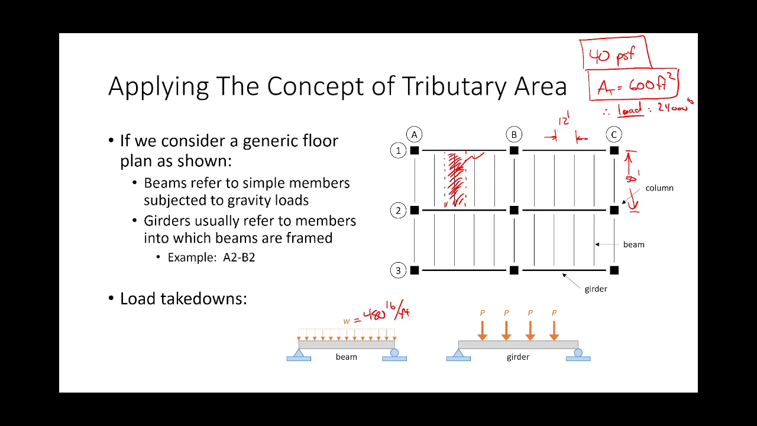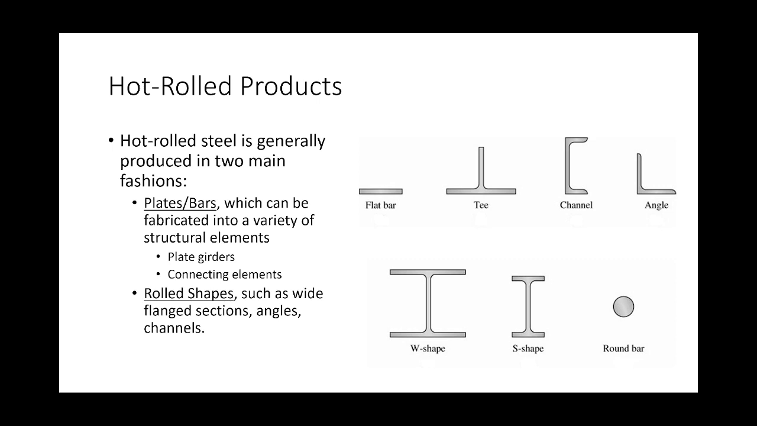The second idea I want you to understand is this. I have in my hand a copy of the AISC Steel Construction Manual, 15th edition. If you elect to take CE 414, Structural Steel Design, there is no textbook for that class. This is the textbook.